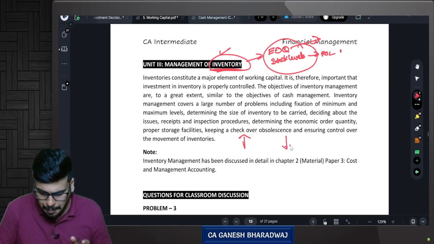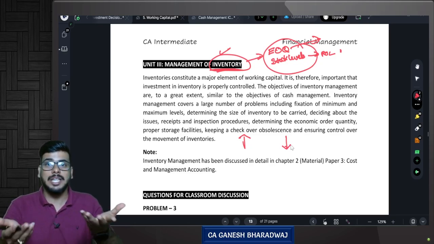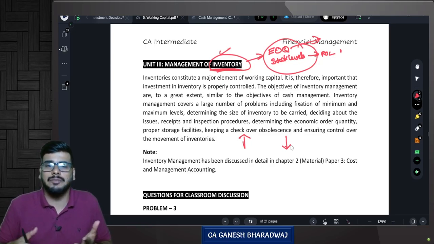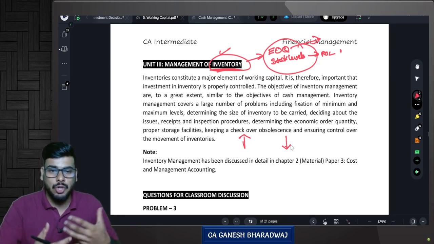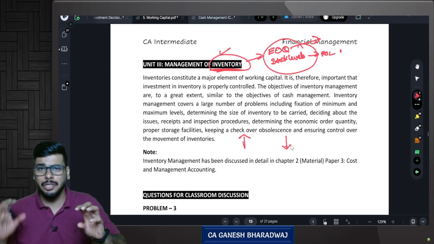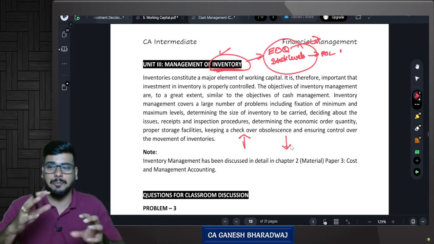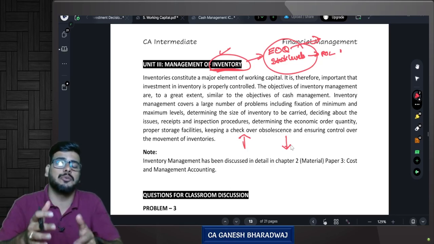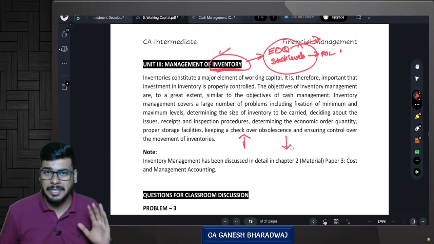It should also not be too less. Why? If it is less, then you will run out of your orders. Whenever you're getting an order, if you don't have the stock, you will not be able to produce the products, because if you don't have the stock of raw material, how can you start your production and honor your commitments? Are you clear with this?